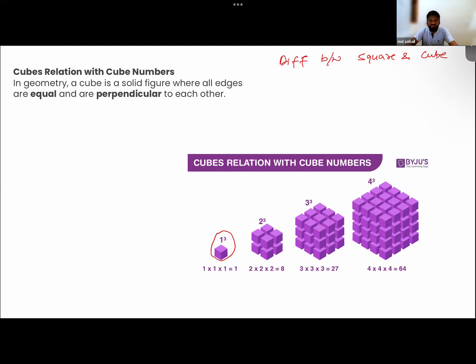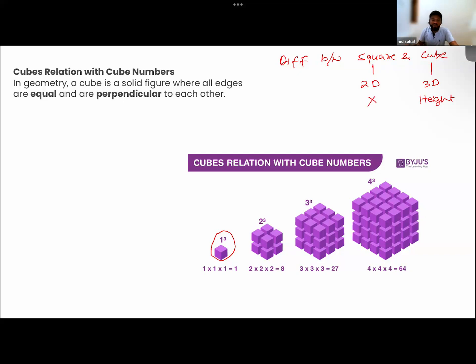If you see the face of a cube, it looks similar to a square. But what is the difference between the two? One is a 2D figure. A square is a 2D figure, right? A cube is a 3D figure. A cube has height, while a square does not have any height.